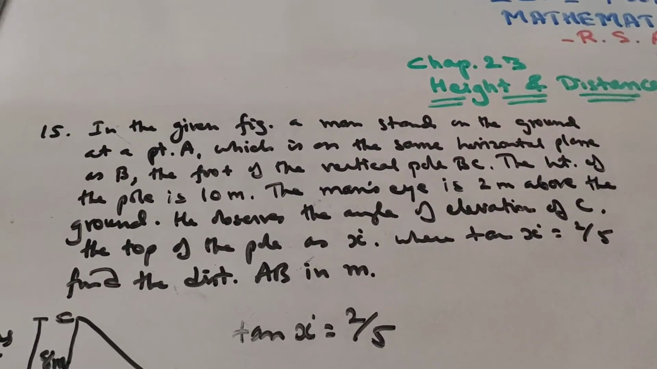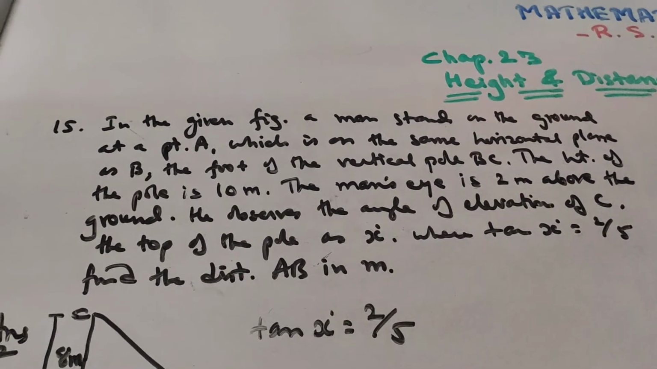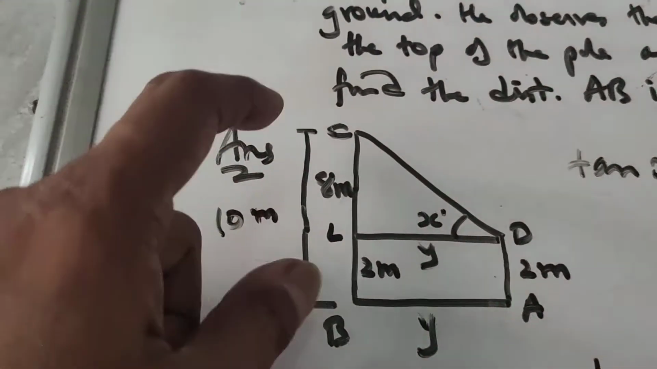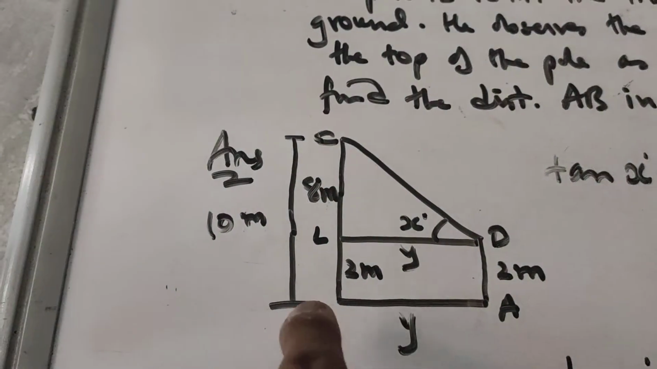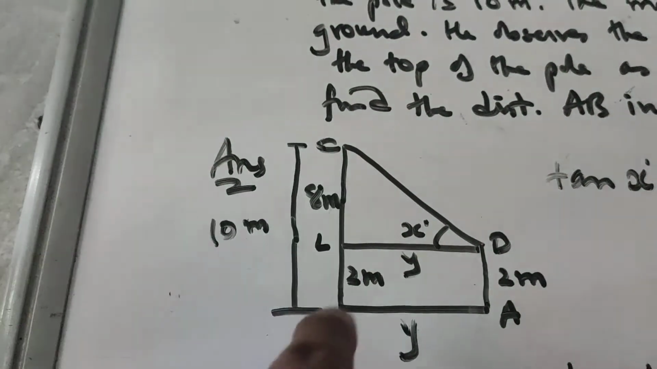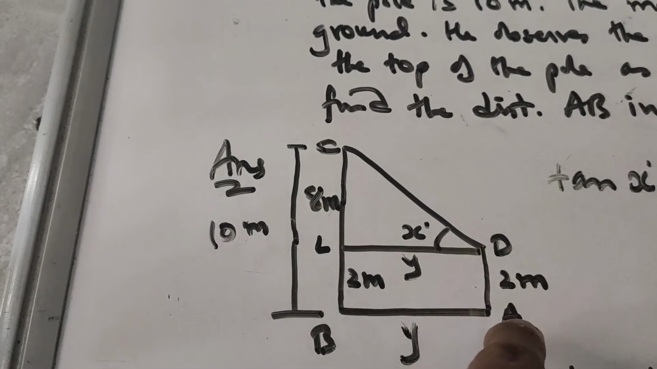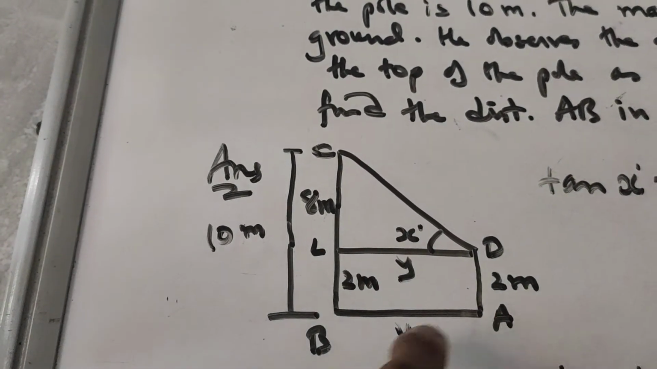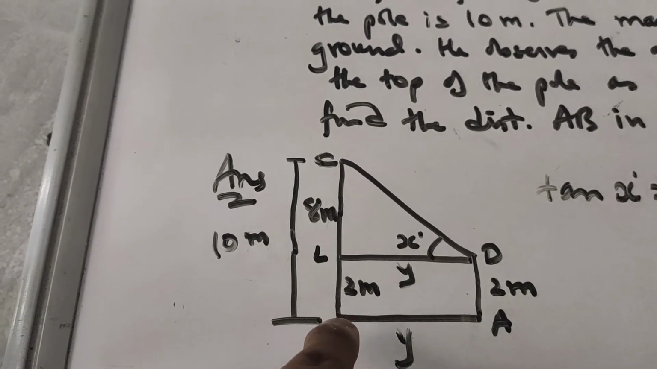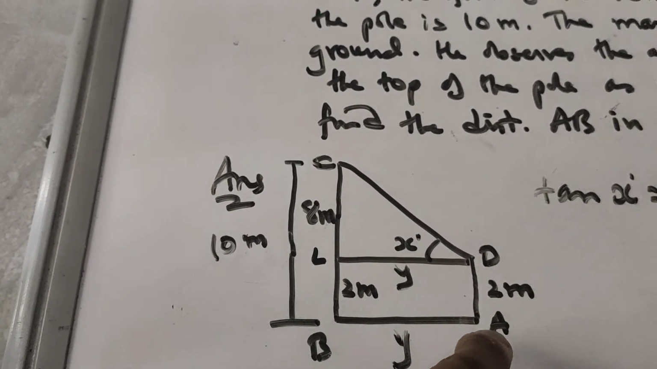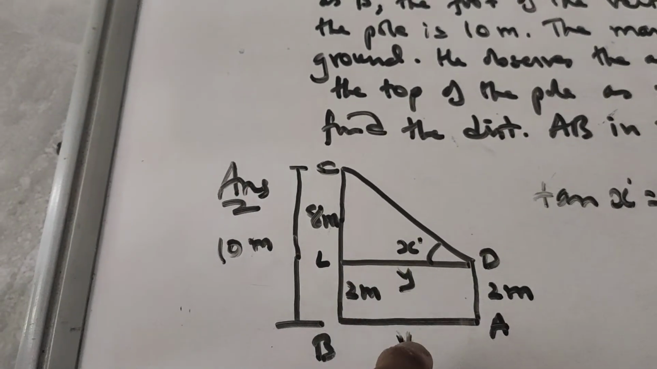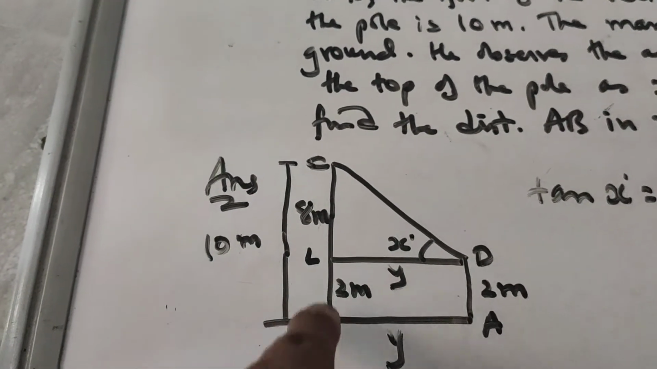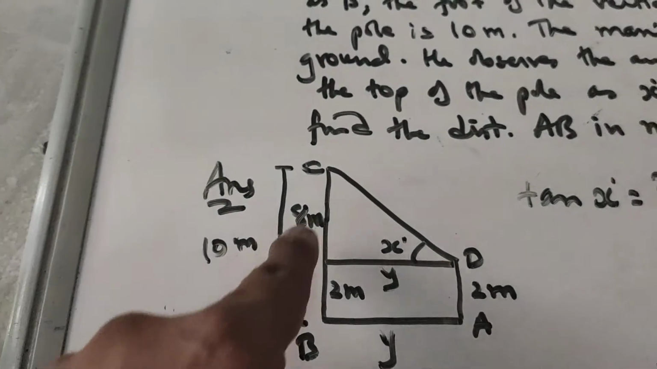It's a very long problem sum. The question is very long, but the sum is very simple. Here, if we draw the diagram, AD is the man, B is the foot of the pole, BC is the pole which is 10 meters, AD is a man which is 2 meters, so this becomes 2 meters. So DL is a parallel line drawn to BA, the foot of the pole, and the distance from where the man is standing. So DL is equal to y and AB is equal to y. DA is 2 meters, therefore LB is also 2 meters. So if this is 2 meters, then from the pole this becomes 8 meters.